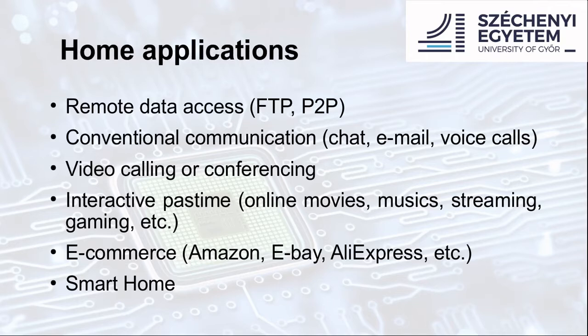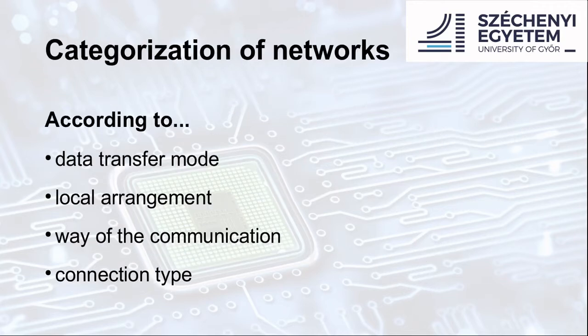Home applications can be remote data access, conventional communication, video-based communication, interactive pastime, e-commerce, smart home solutions, and many others. We can categorize networks from different points of view. These would be the mode of data transfer, the local arrangement of devices, the way of communication, and the type of connection. Let's see them.